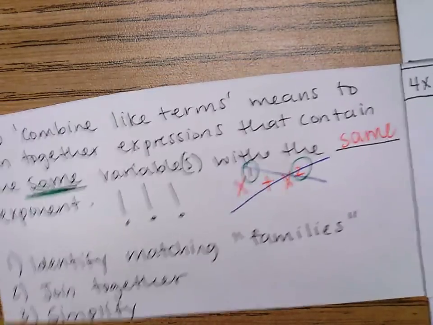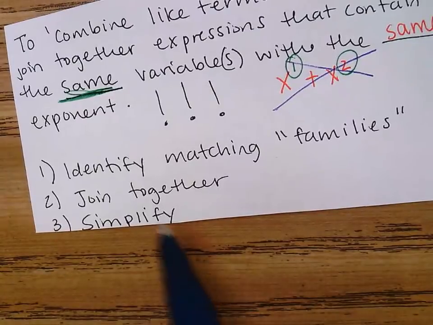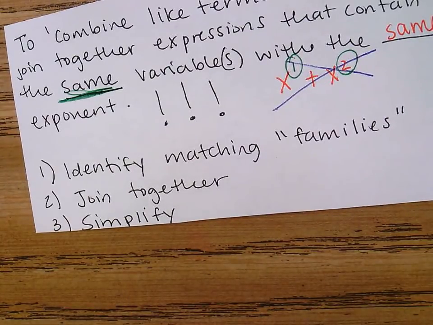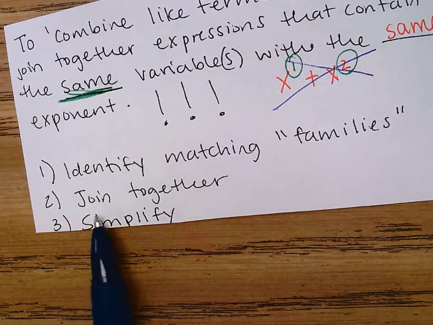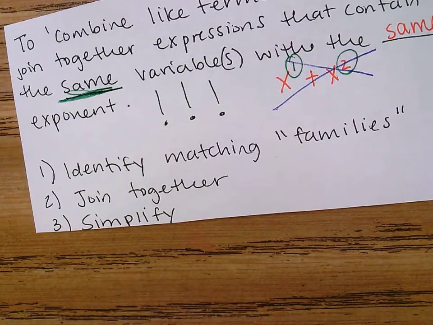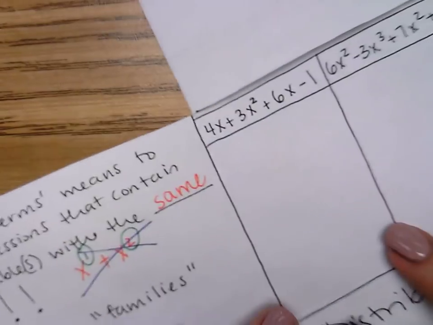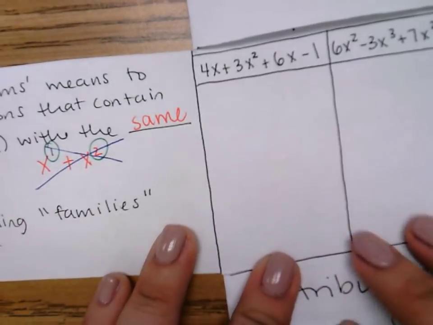So your first step to combining like terms is to identify the matching families. That's where I use different colored pencils. So if you want to use different colored pencils or different pens or highlighters, that's up to you guys. And then you join them together, and then you just simplify. You'll see what I mean.